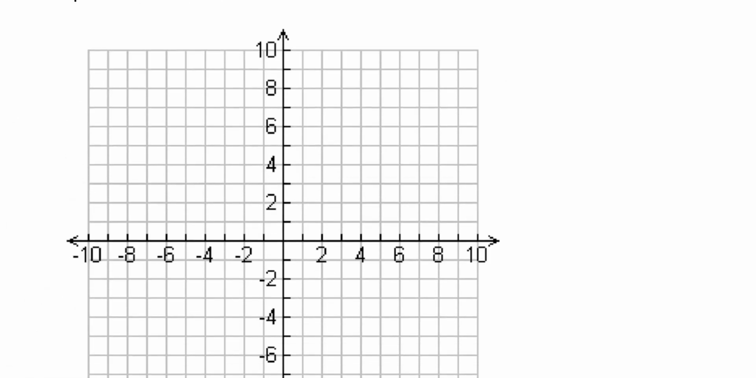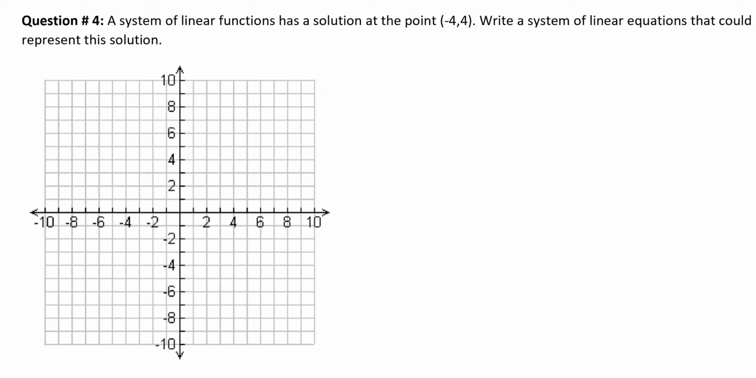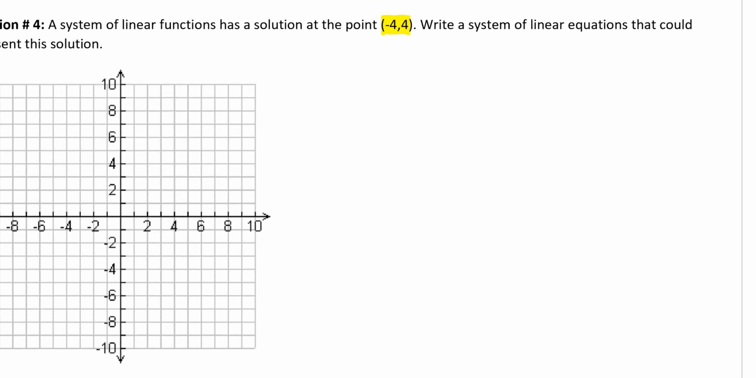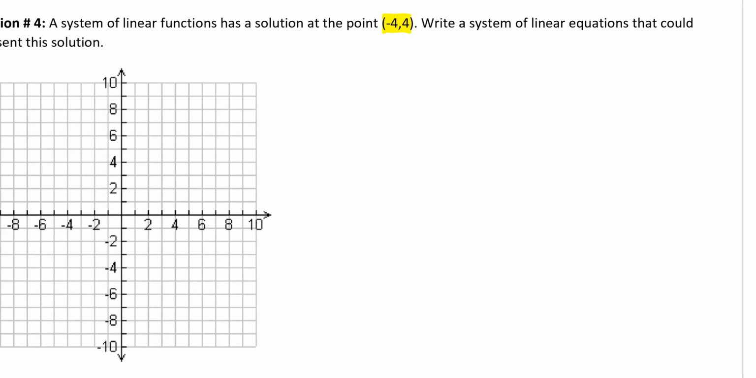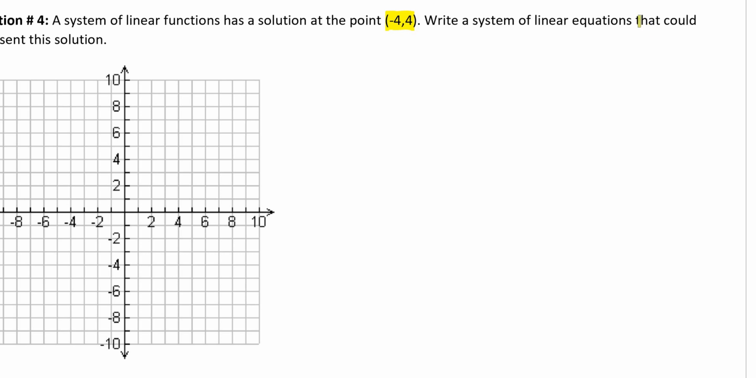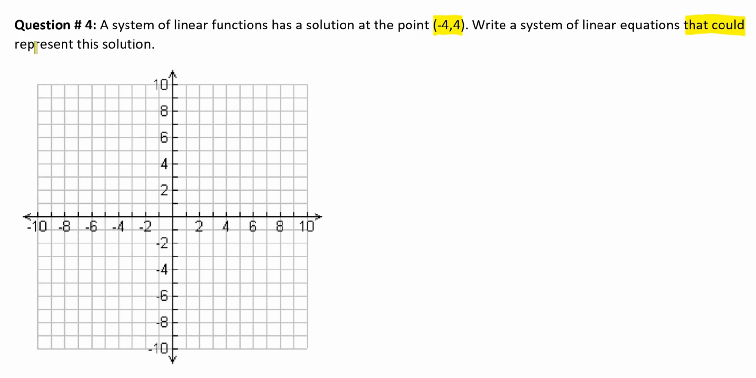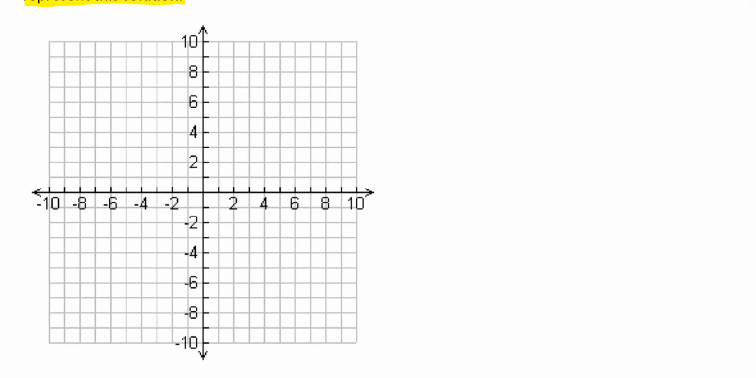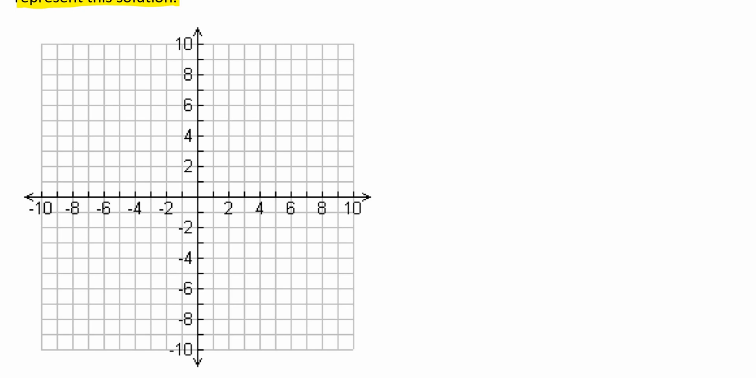Okay, the last review question for this particular homework assignment is that we have a system of linear functions, and we have a solution at the point (-4, 4), and we need to write a system of linear equations that could represent this solution. Okay, so obviously there's multiple answers for this particular problem, but let's think about the easiest answer possible. One way you can do that is by plotting the solution, which is at (-4, 4). So this is where the solution is right there, (-4, 4).